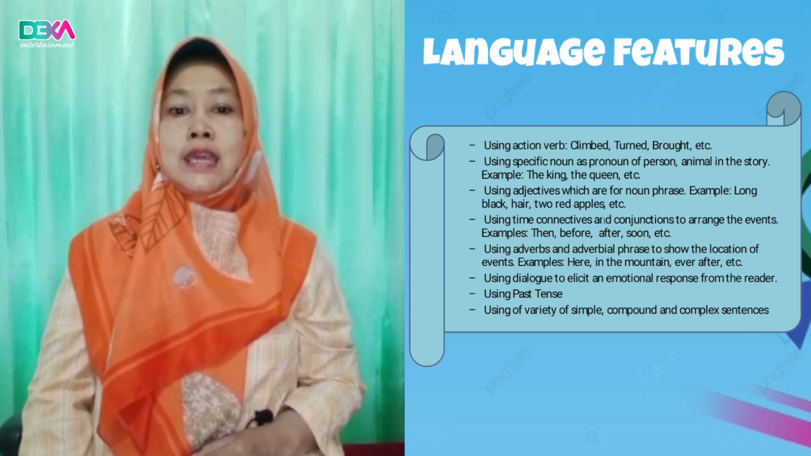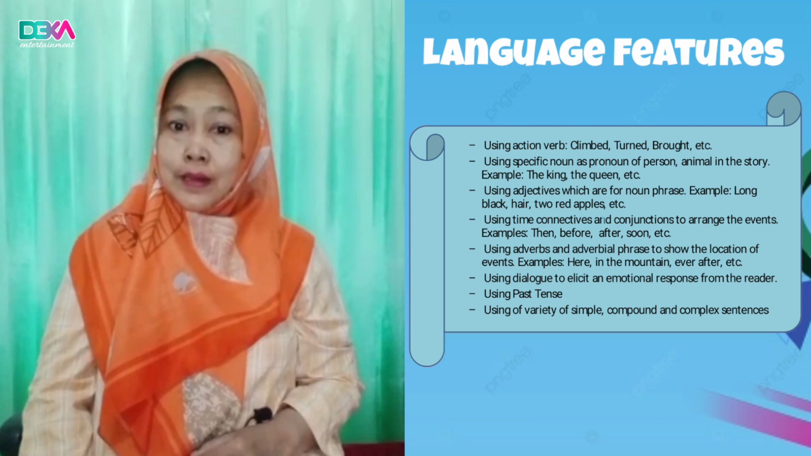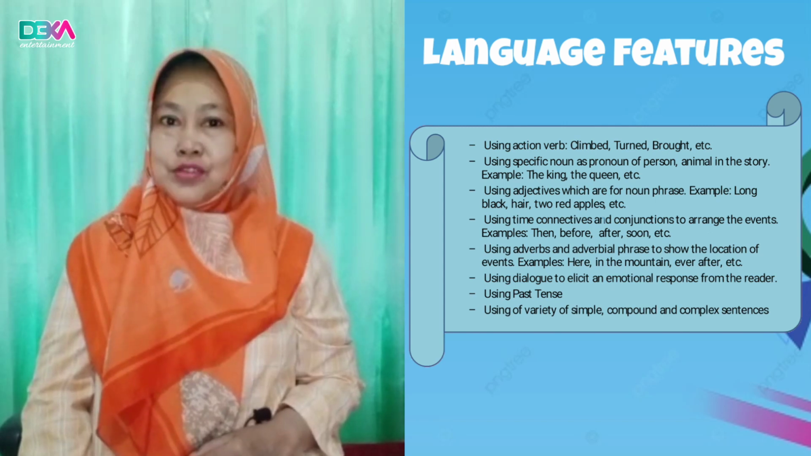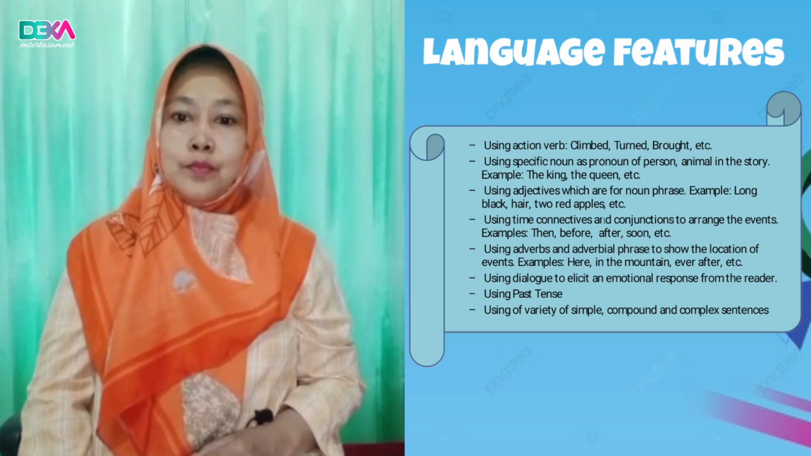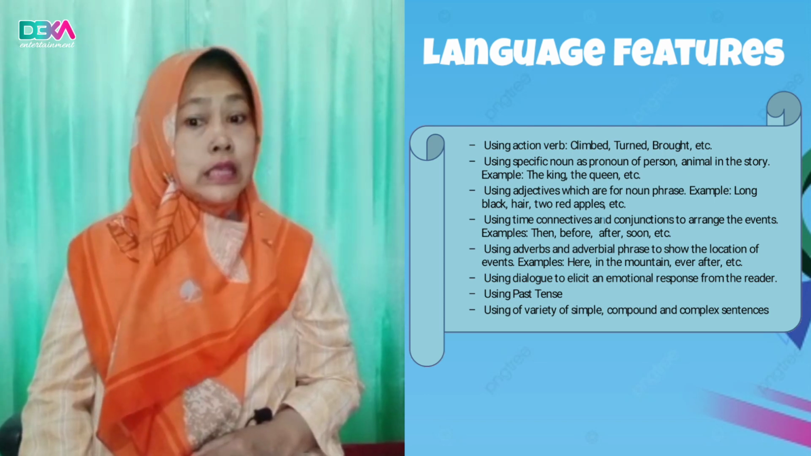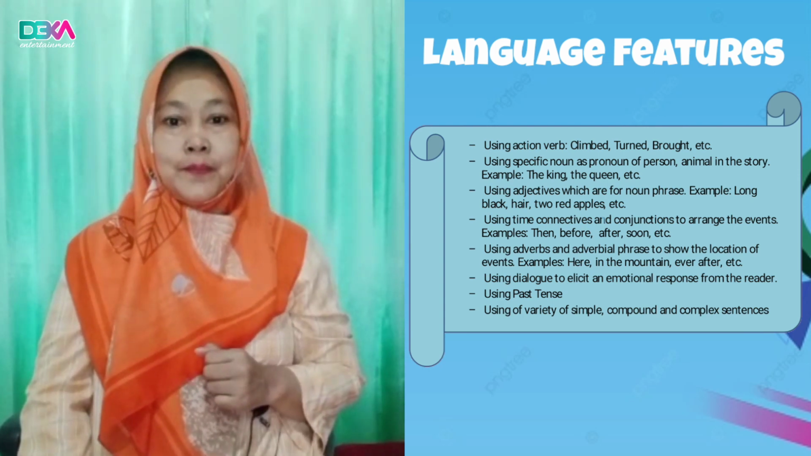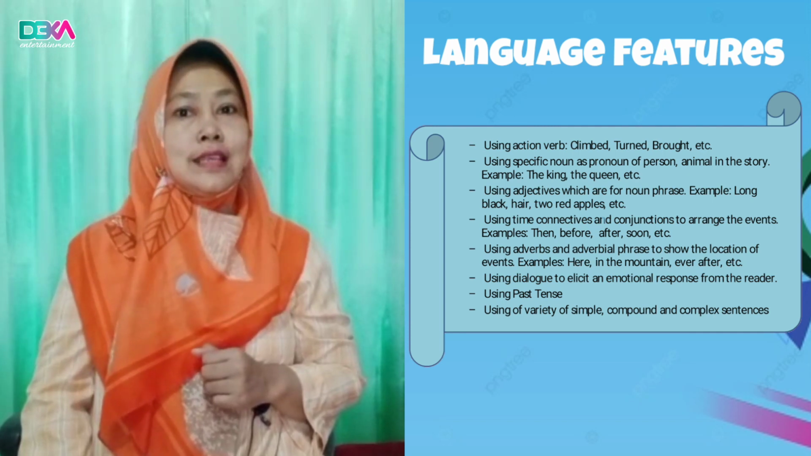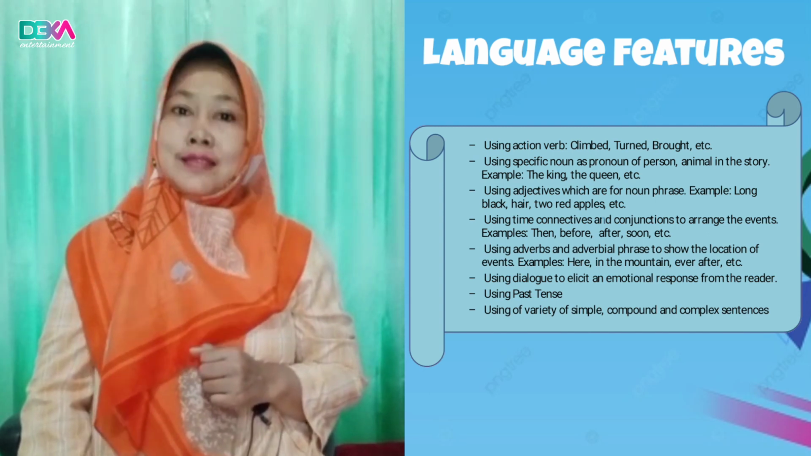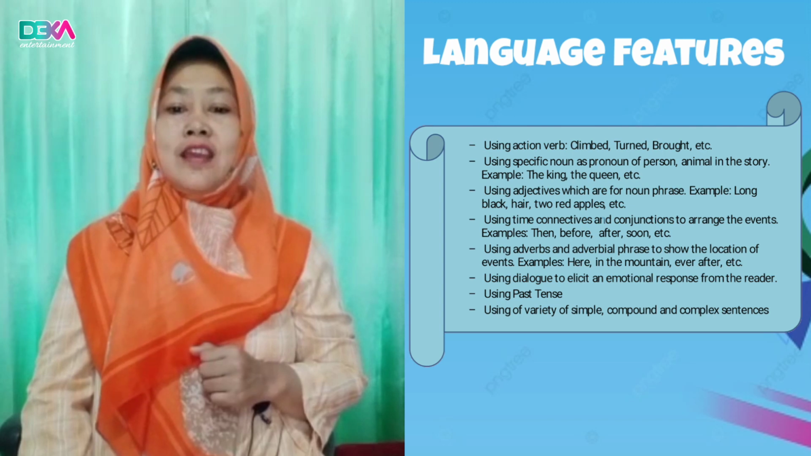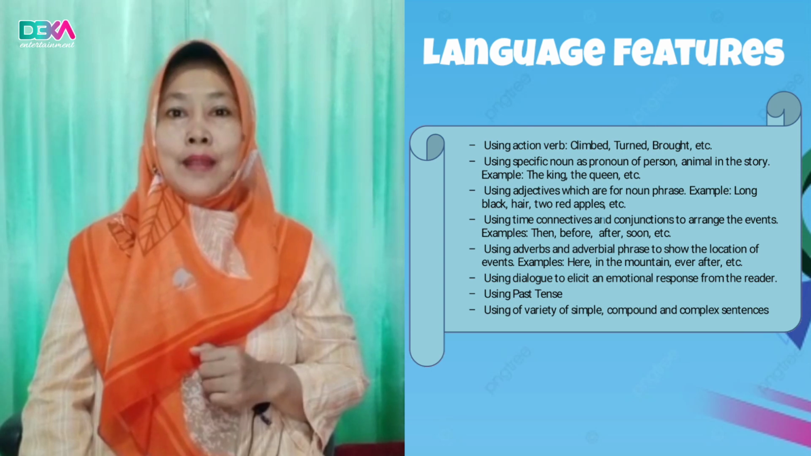Another language feature is using time connectives and conjunctions to arrange the events. Examples: then, before, after, soon, etc. Using adverbs and adverbial phrases to show the location of events. Examples: here, in the mountain, ever after, etc. Using dialogue to elicit an emotional response from the reader. And then, using past tense. The last is using a variety of sentences, from simple sentences up to complex sentences.